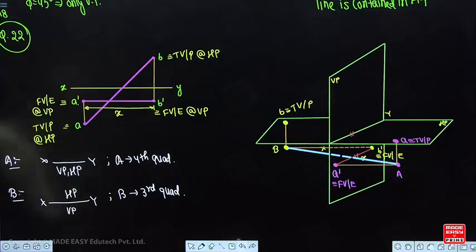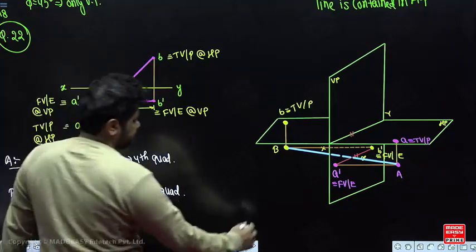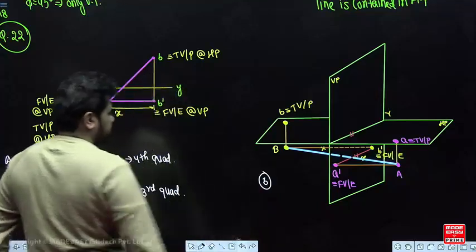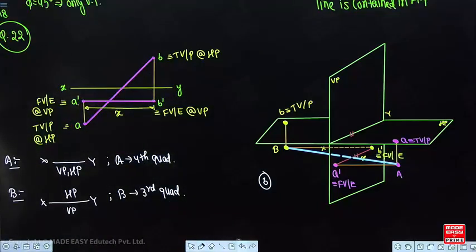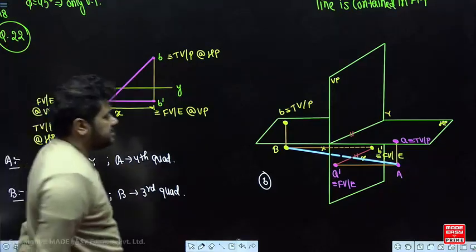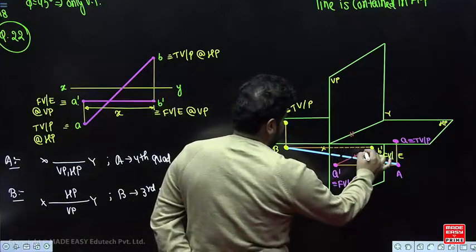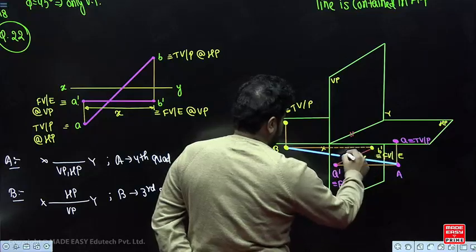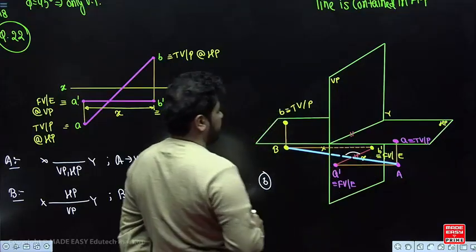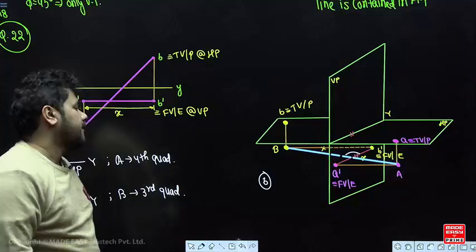So what will the answer be? The answer is, which line is it? The line is inclined to VP and parallel to HP, option B. Look carefully, isn't it? So the line is inclined to VP and parallel to HP. You can see that this line is making a certain angle with the XY line. So the line is inclined to VP, parallel to HP.